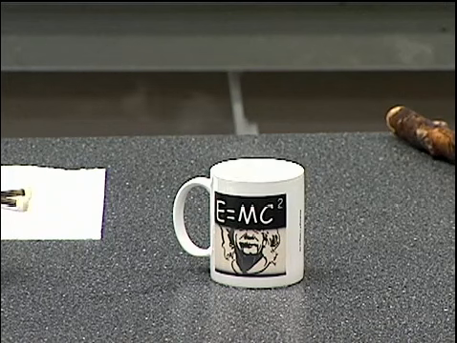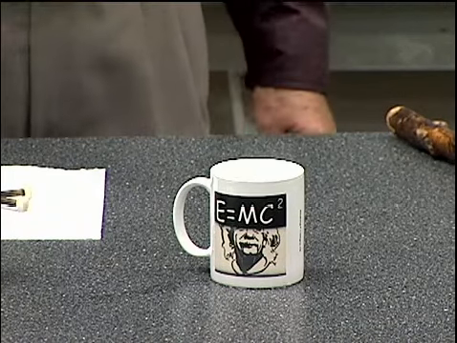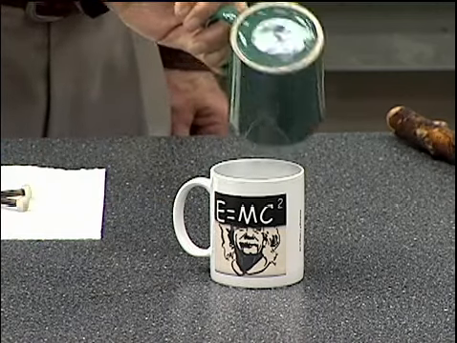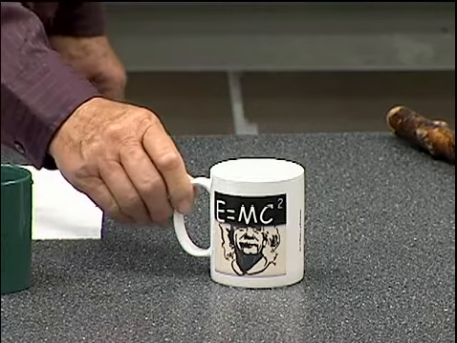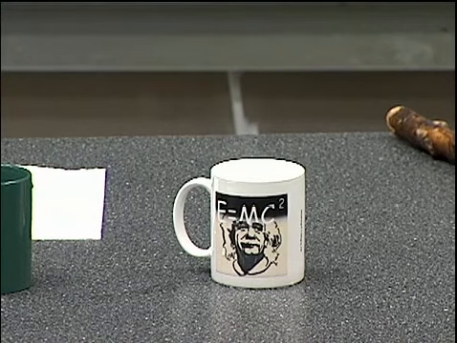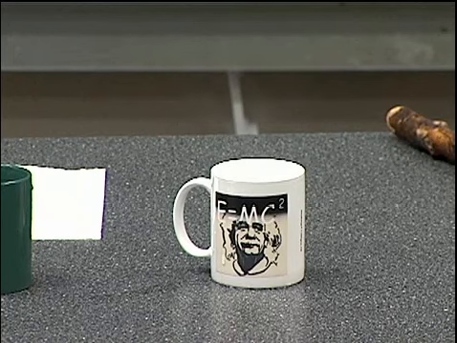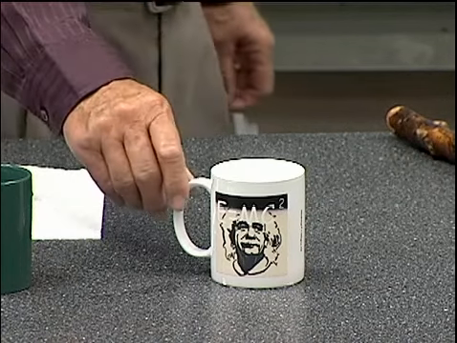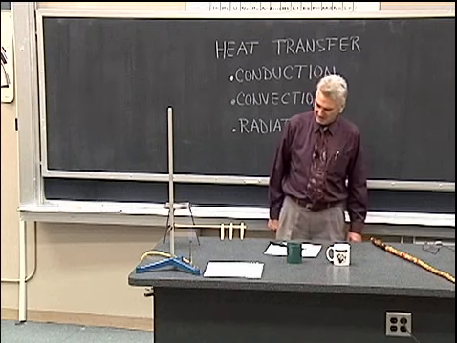Now heat is being conducted from the inside of the cup to the outside of the cup, and we see as I fill it up now, more nearly full, then that heat is being transferred from inside the cup to the outside of the cup, and that causes the paint on the cup to change from E equals mc squared to a photograph of one of our favorite scientists, Albert Einstein.